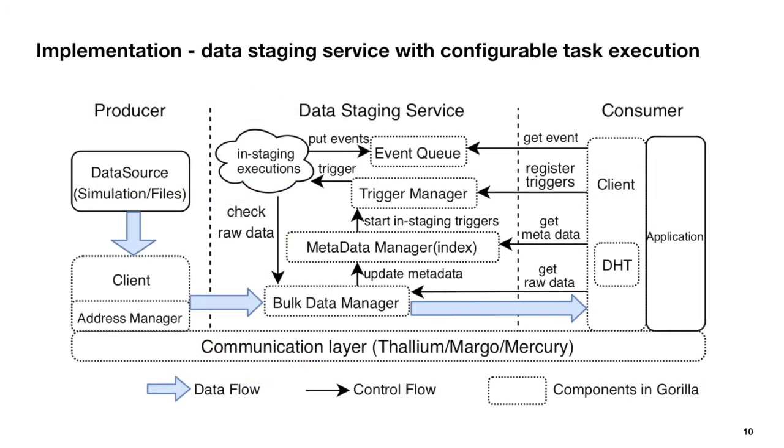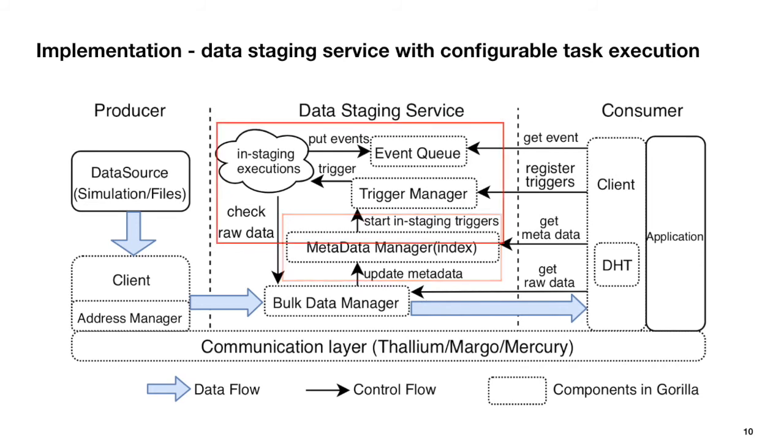This figure shows the data flow and the control flow between the producer and consumer. The data staging service used here is a solution presented in this paper for the in-staging execution. In particular, multiple servers can start in parallel, and the data produced by the data source, such as a simulation, can be written and buffered into the bulk data manager of a particular server. The address manager can find all available running servers and select one among them using a round-robin strategy. The metadata manager is responsible for storing the meta information, such as the variable name and the spatial information, which are used to index the raw data.